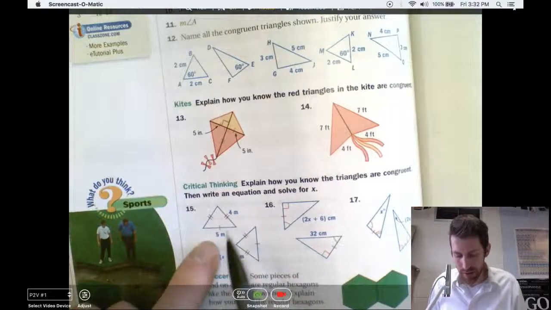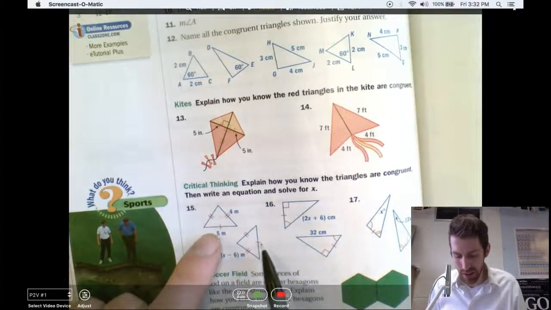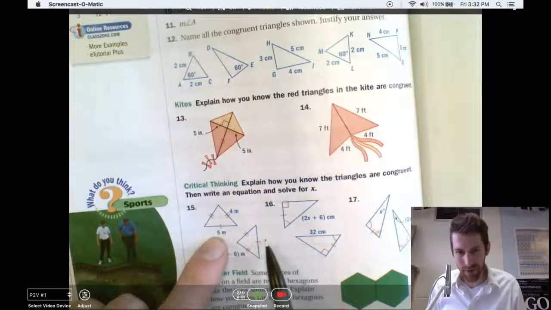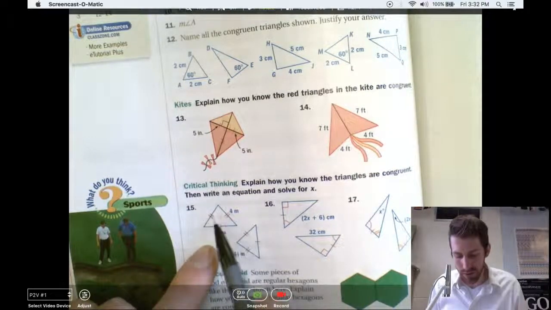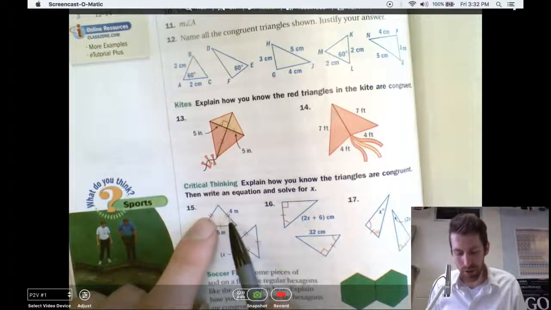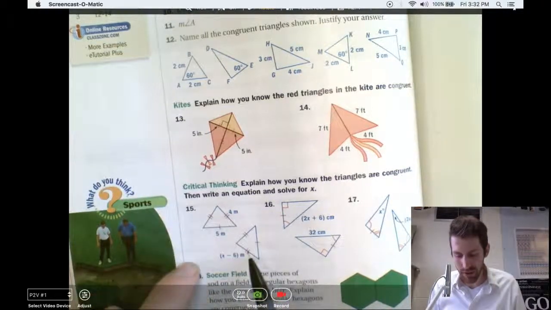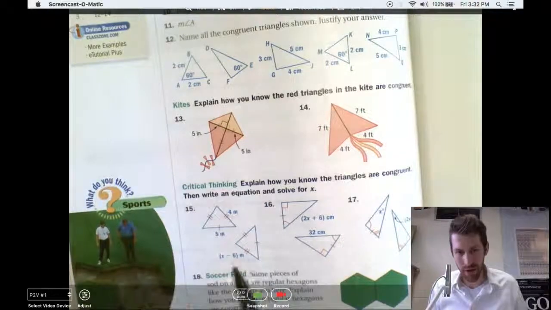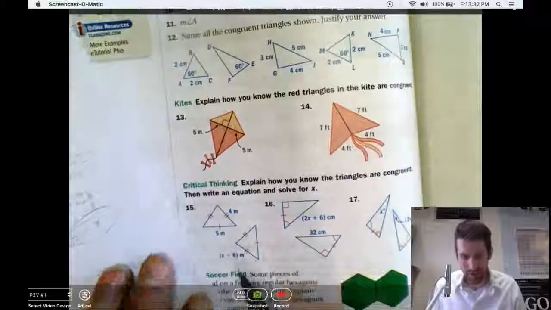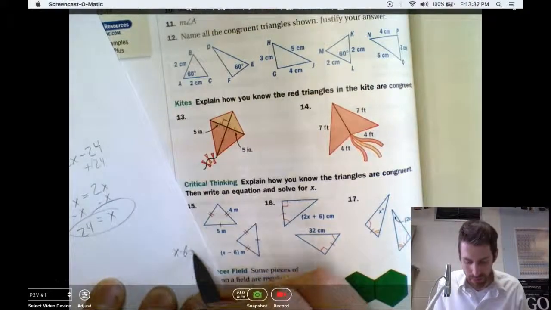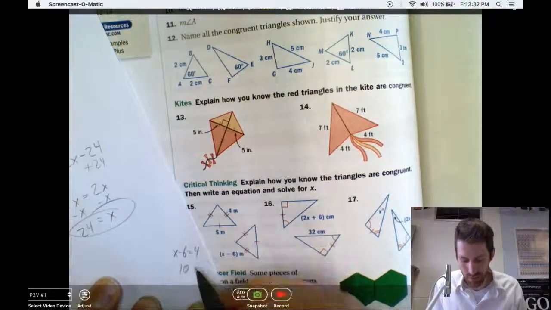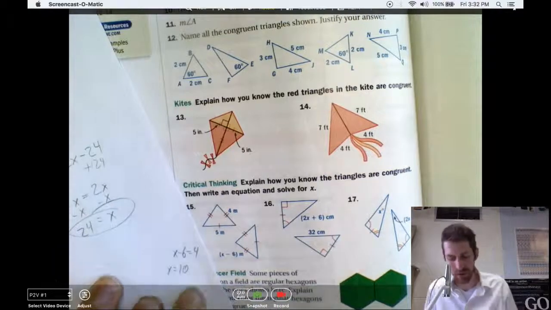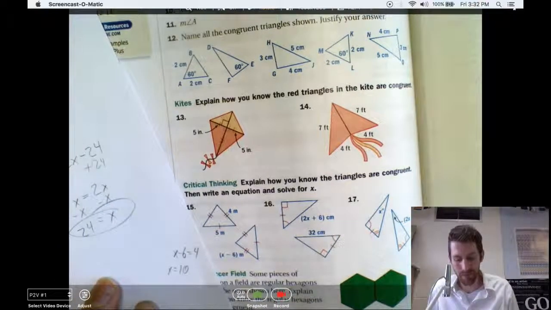Well, this side is congruent to this side. So this one is 5 because that one's 5. And this one is 4, and that one must be 4, because those are the same as each other. That's why there's 2 congruence marks for each. So this one must equal 4. So x minus 6 must equal 4. Well, what minus 6 equals 4? 10. X equals 10, right? 10 minus 6 is 4.